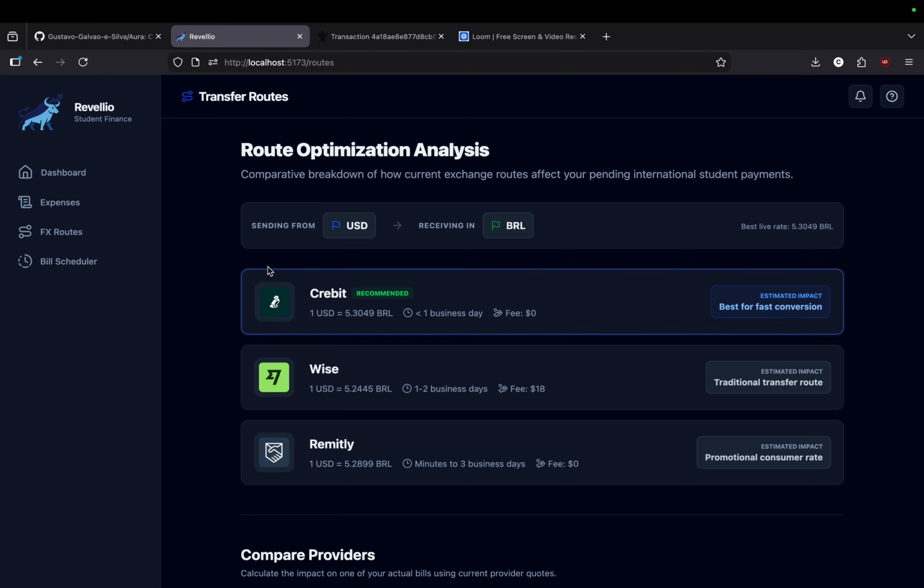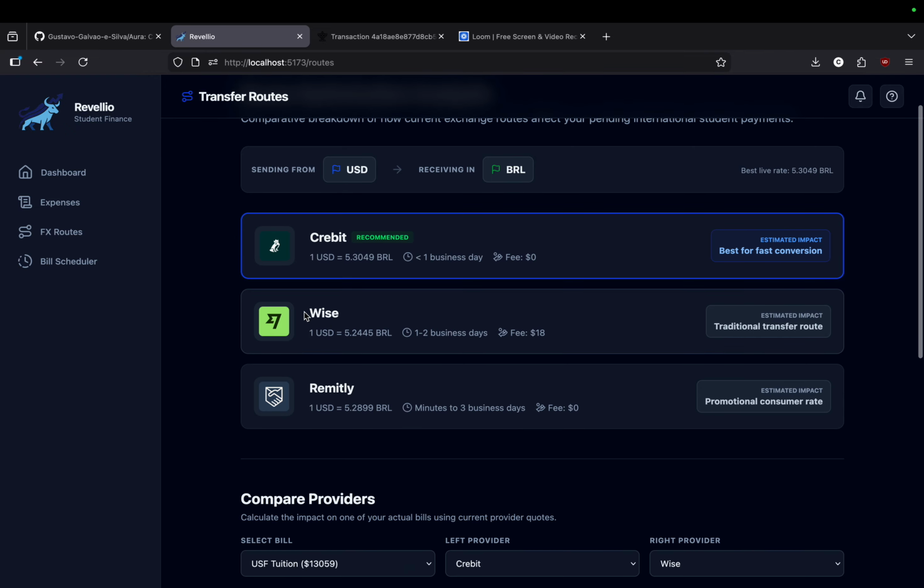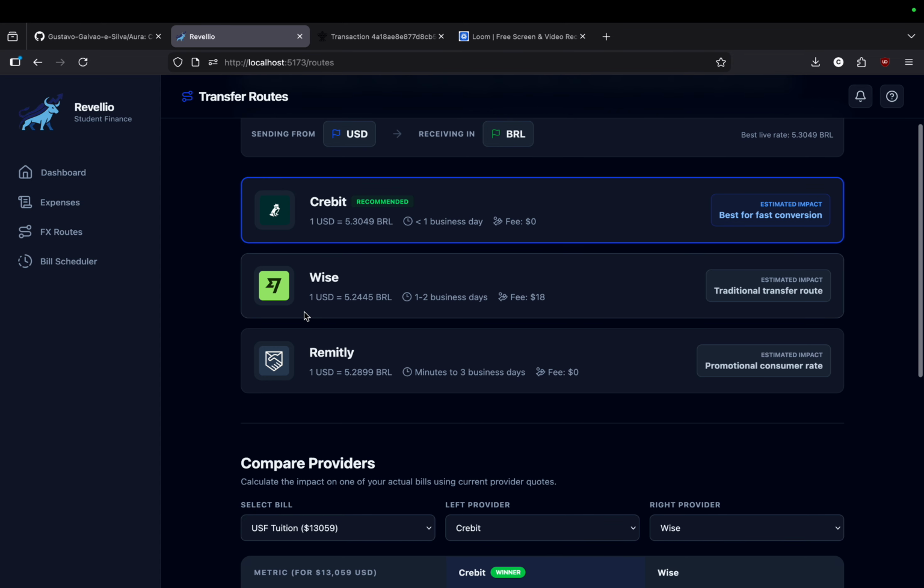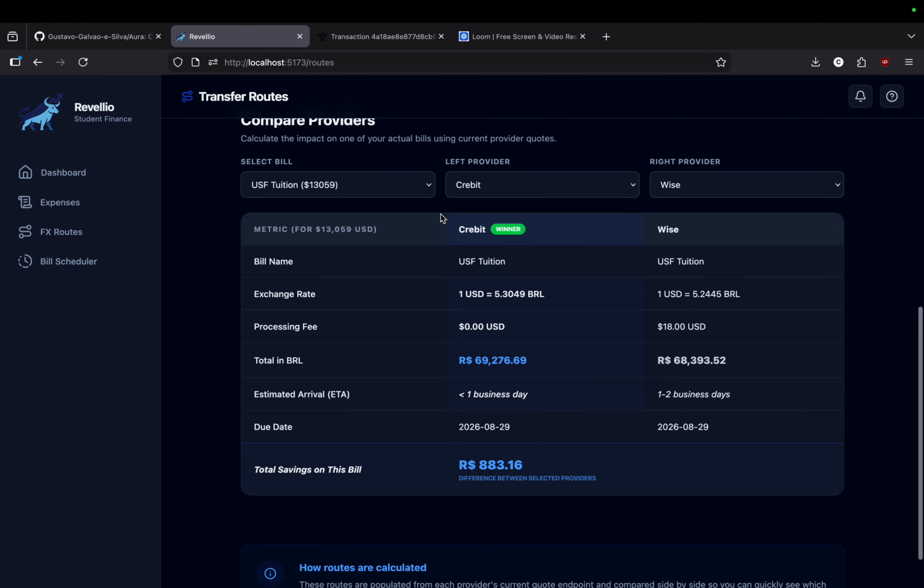And so over here in this tab of our application, we have different kinds of routes that we can use. We put some here for credit, for instance, Wise and Remitly. And we have the following pieces of information. We know how much the total cost is going to be, and we also know the time. Over here, we can select bills.